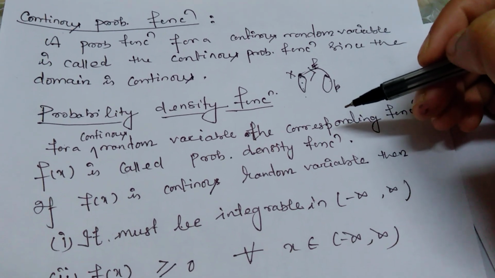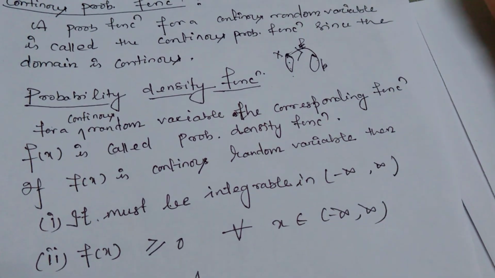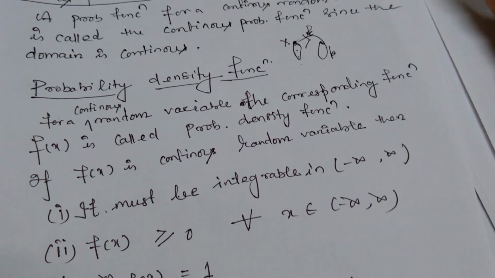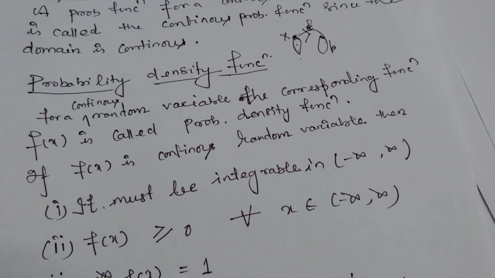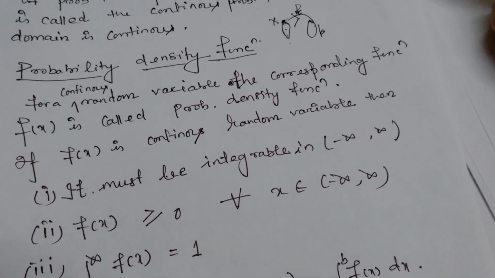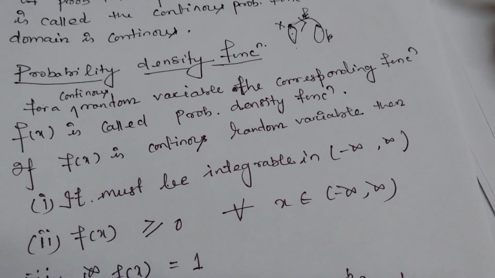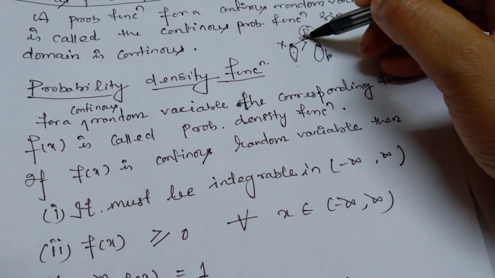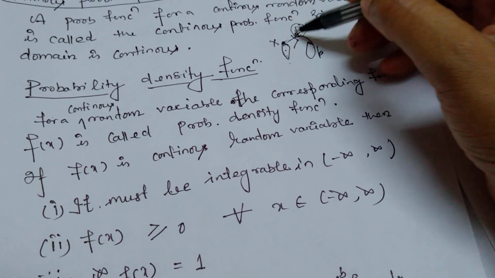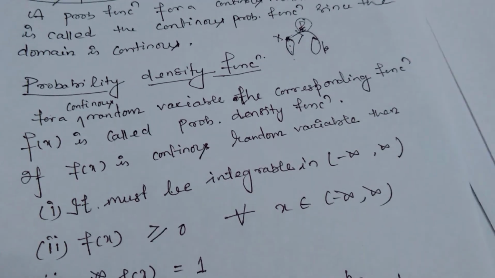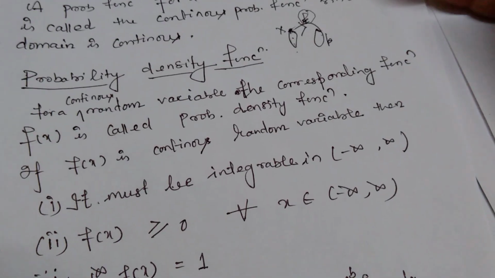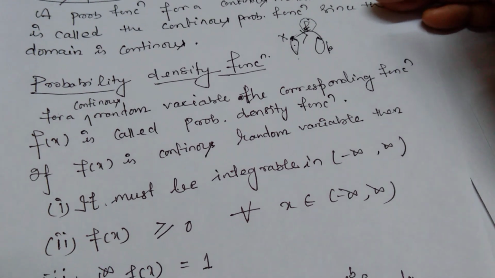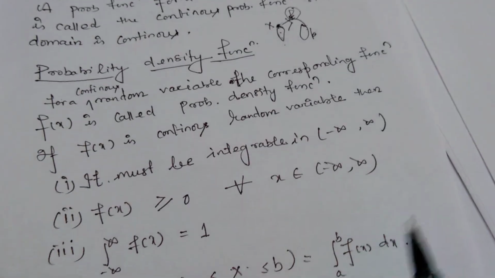Now, we call this probability function a probability density function for a continuous random variable, and the corresponding function f of x is called a probability function. That means this is your function, a probability density function defined from the random variable to their probabilities. That can be said to be a probability density function if the following three conditions are satisfied.